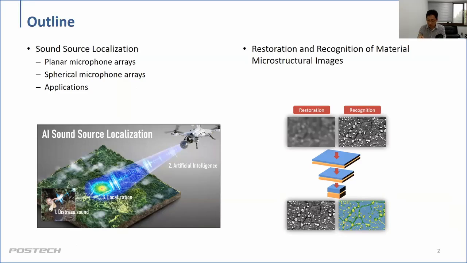I picked two research topics here. One is sound source localization, and I'm going to explain what it is. The second topic is related to material microstructure images. I know a lot of you graduate students might have different research interests and topics, but I want to utilize these examples to explain how you use data-driven approaches in physics-based or mechanical engineering applications.